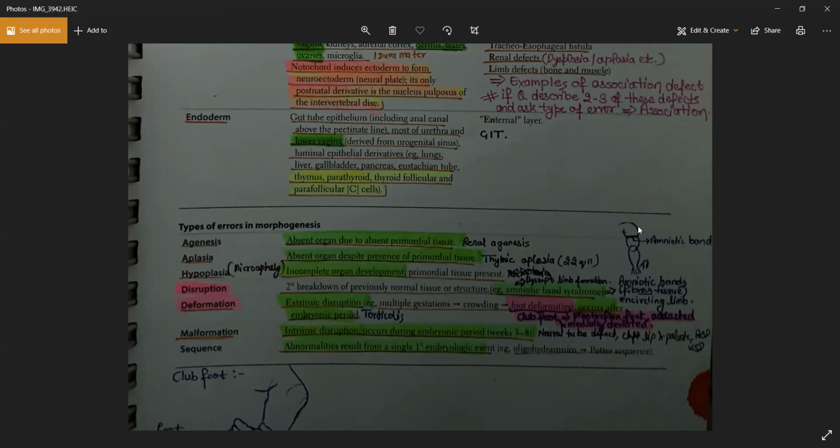So whenever you encounter a patient having a ring-like structure on their arm or on their abdomen or on any of the limbs, you will think about amniotic band syndrome, and that happens because of the disruption. Is that okay?